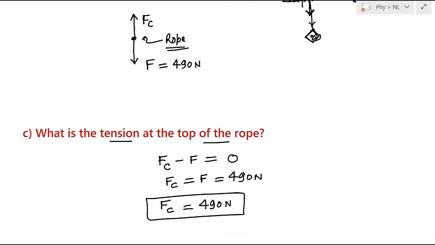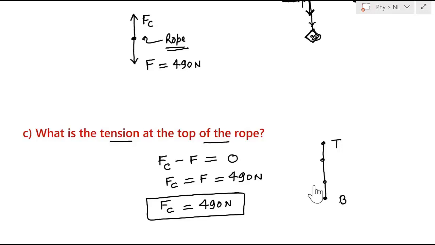Now one important point in this problem is that we have assumed the rope is massless. And that's why, if you consider any point of the rope, so this is the top point of the rope and this is the bottom point of the rope, either you calculate tension at this point or this point or this point, all are the same, all are equal to 490 Newton.